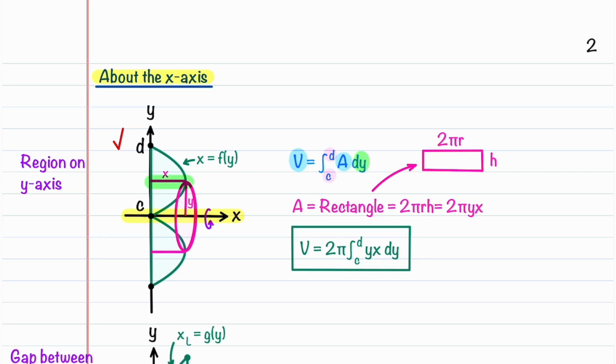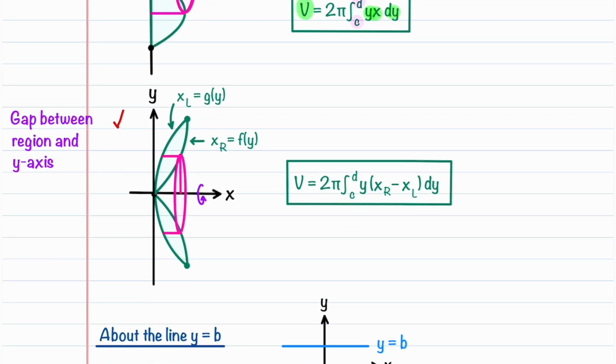This cross-sectional area is again a rectangle, and it's equal to 2 pi rh, but now the radius is equal to y, and the height of the rectangle is equal to x. This gives us the formula of the volume is 2 pi times the integral from c to d of y times x times dy.